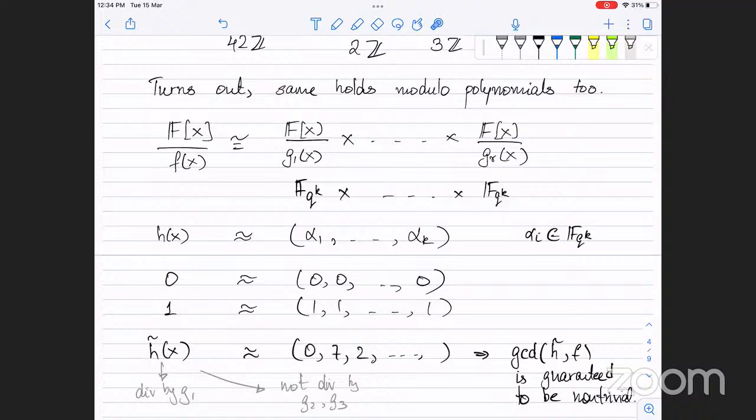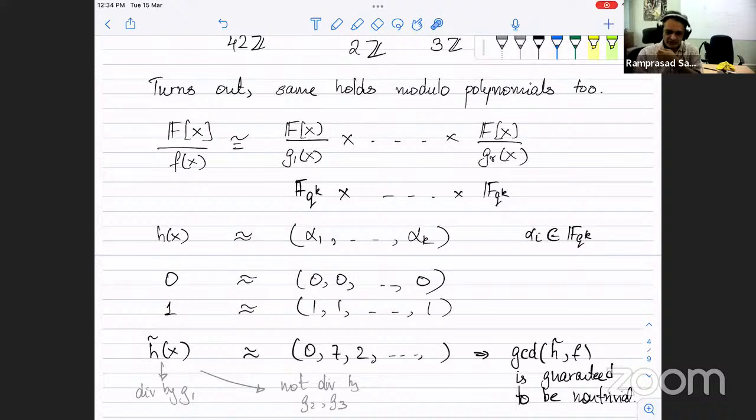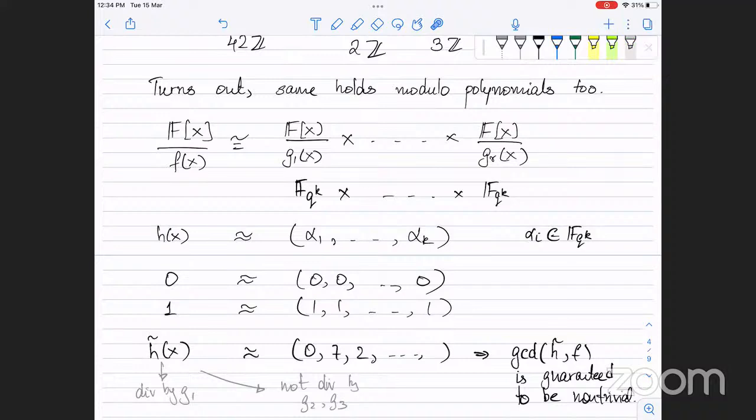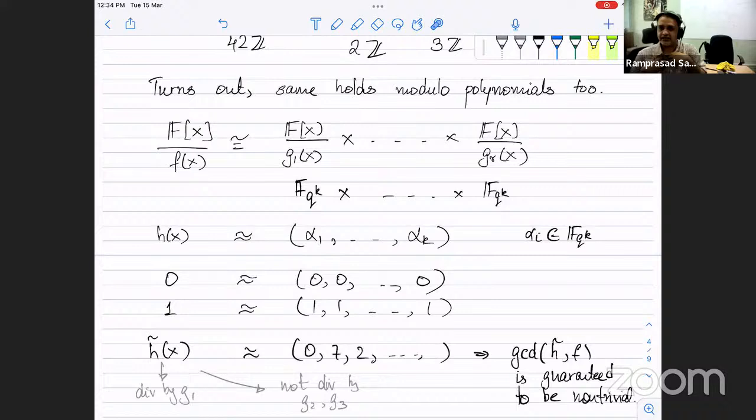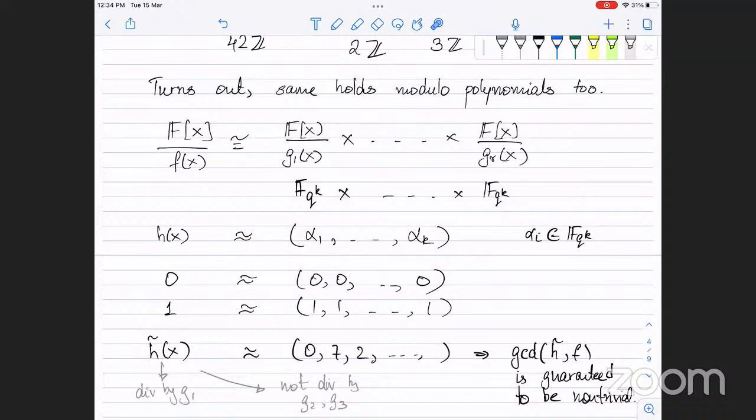Okay, so if we take any element from F by small f, it will look like some bunch of coordinates here, right? Yeah, but that alpha i will look like the element that you have picked modulo the corresponding G_i. But again, G_i is something I don't have access to. I don't know what G_i is. Okay. So that's the thing.